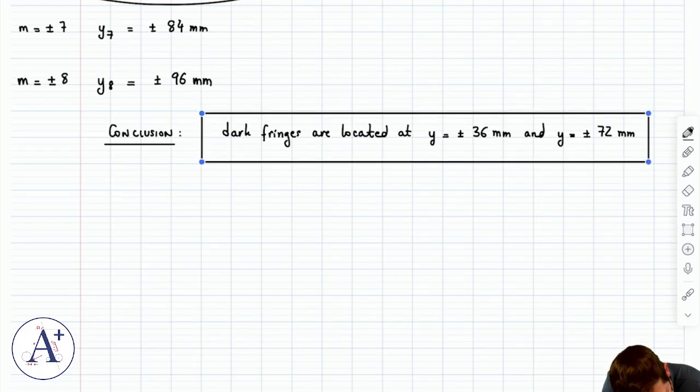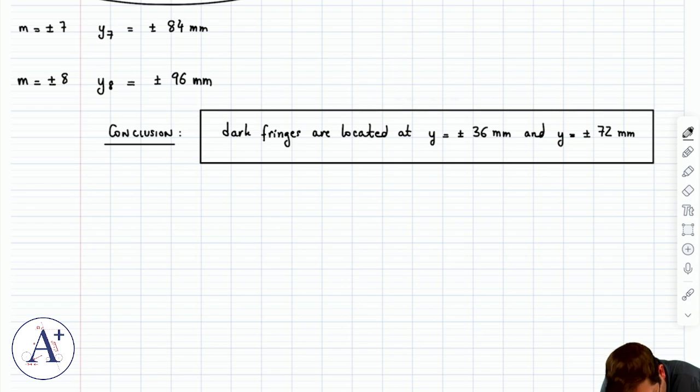Okay, so the question could have also asked, well, how many dark fringes are there on the screen? It's the same question, right? To be a dark fringe, you have to be a dark fringe for blue light and orange light, and let's figure out where they are. And so here there's 4 dark fringes, right? Plus or minus 36 and plus or minus 72. But it's a cool question.